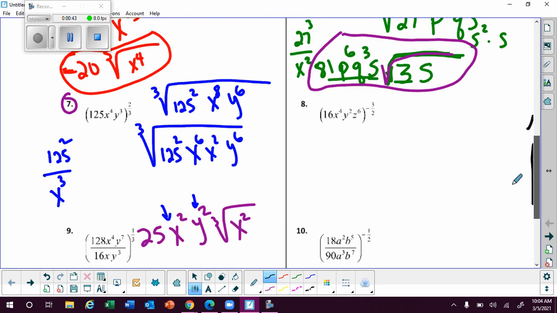So I'm going to start number 8. Number 8 is 16x to the power of 4 y squared z to the power of 6, to the negative 3 over 2. What the negative does is it makes the whole expression a fraction, right? I am not using the slate that I was using, and I just need to get used to it, so I apologize for my handwriting.